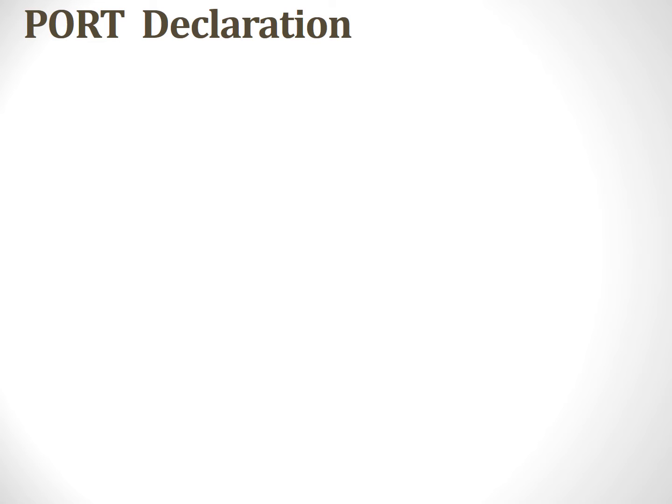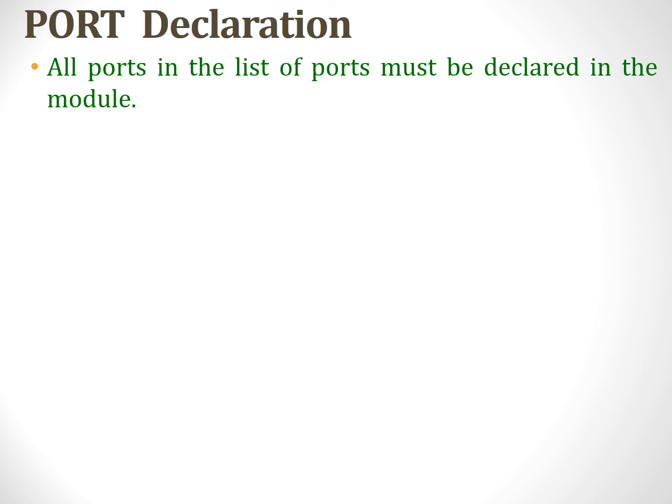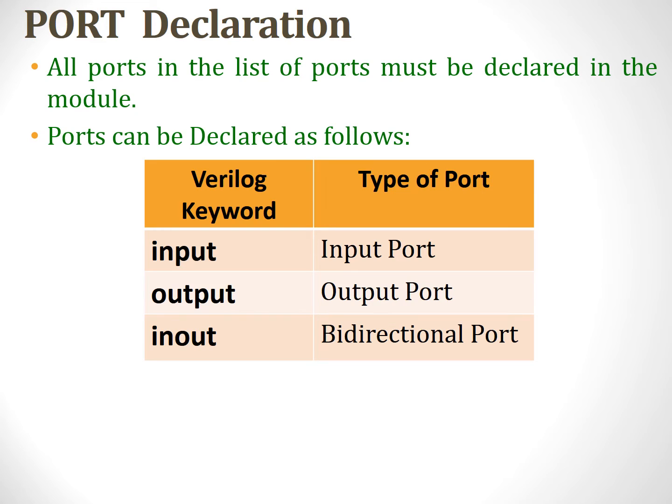Now let us see how we declare ports in Verilog. All the ports in the list of ports must be declared in the module. So if we have listed any ports in the port list, that port has to be declared, whether it is an input port, an output port, or any other type. In Verilog, we have three types of ports, namely the input port, output port and the bidirectional port.